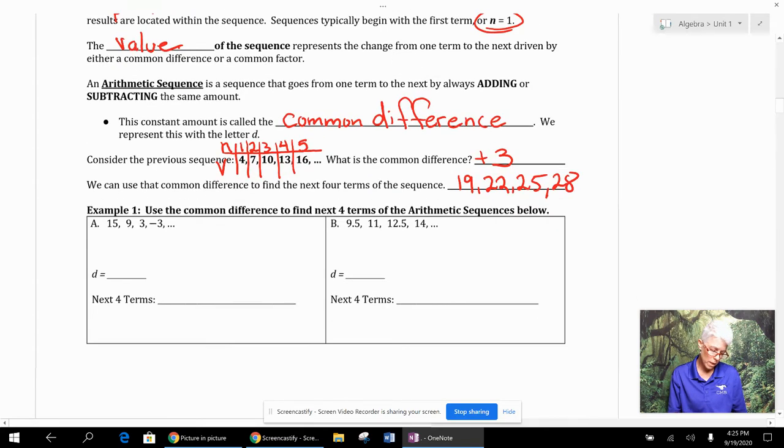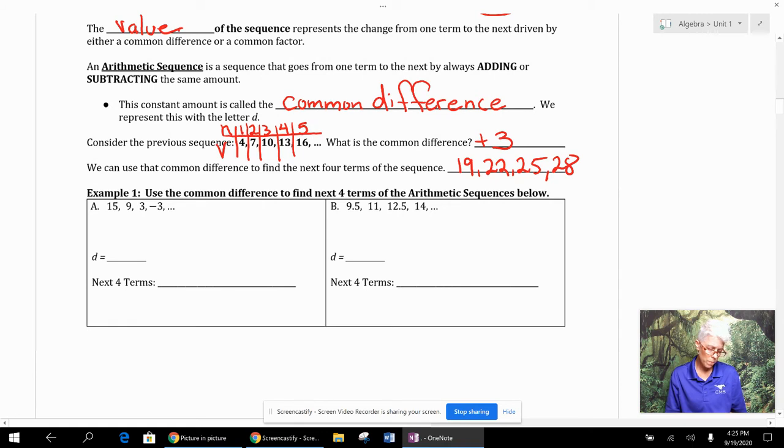So let's look at this next one here. The common difference here, from 15 to 9, is -6. And from here again, we could figure out the next terms by simply going, okay, if we're at -3 and I subtract 6, I get -9. If I have -9 and I subtract 6, I get -15. If I have -15 and I subtract 6, I get -21. And then from there, I would have -27.